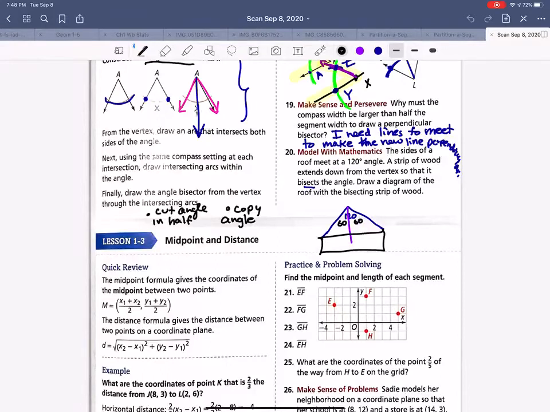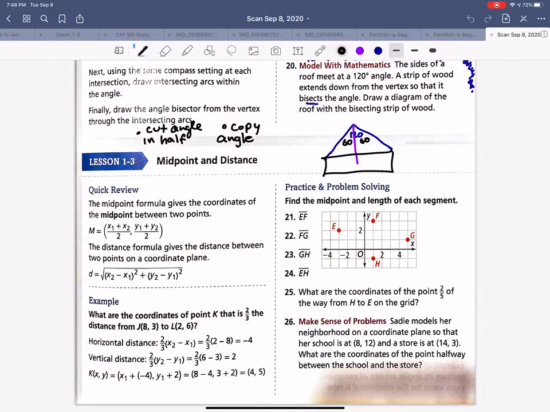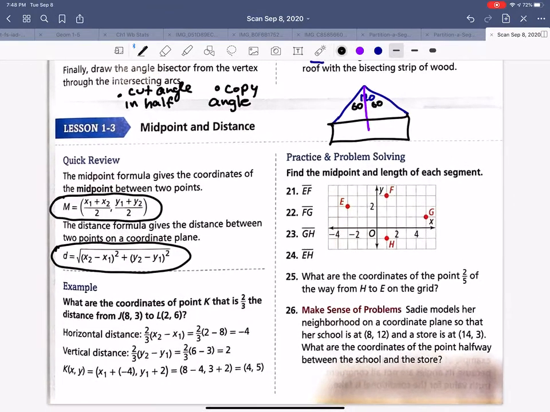Hey guys, welcome back. All right, midpoint and distance. This stuff's really important. So on the test, we want to make sure we got these formulas near us, the midpoint and the distance. And this was partitioning. Okay, so let's take a look.